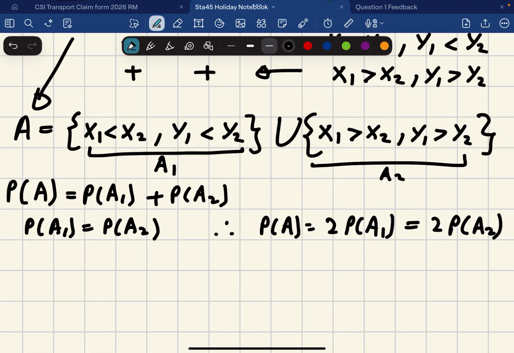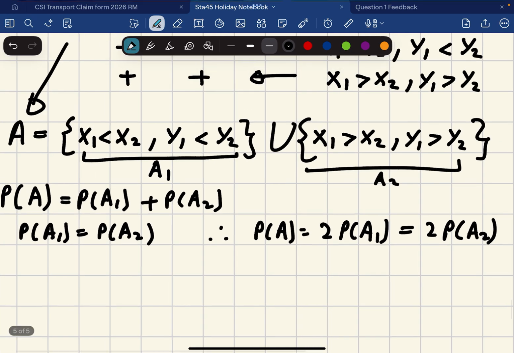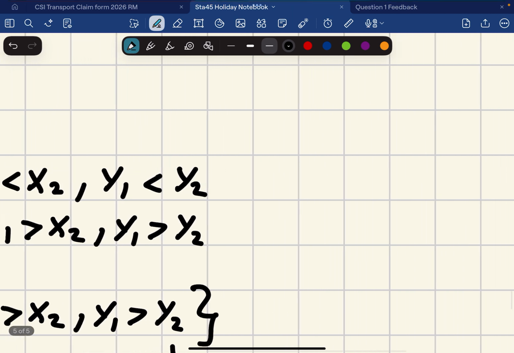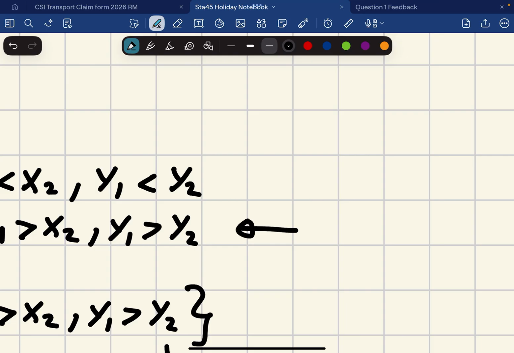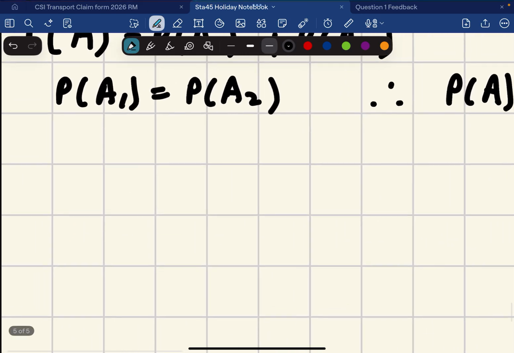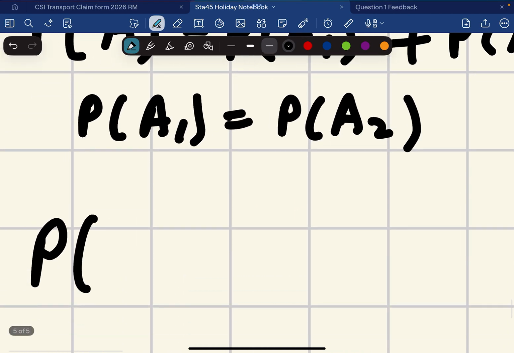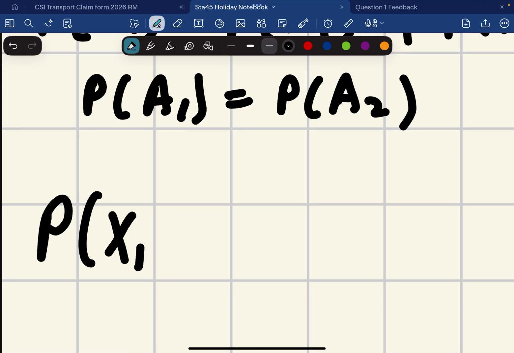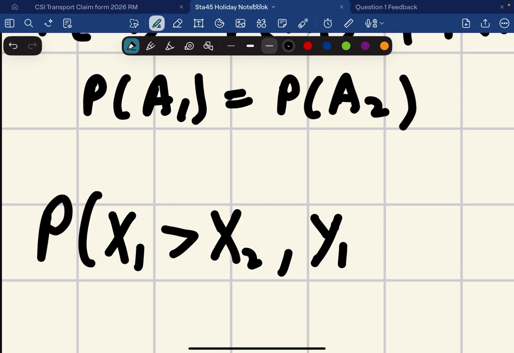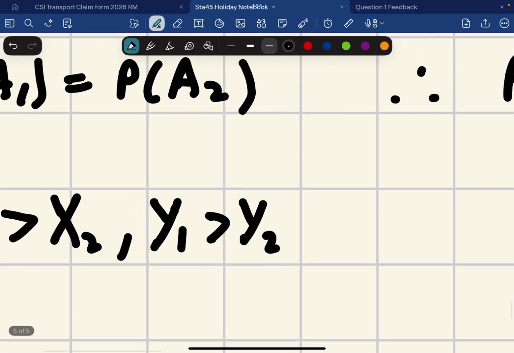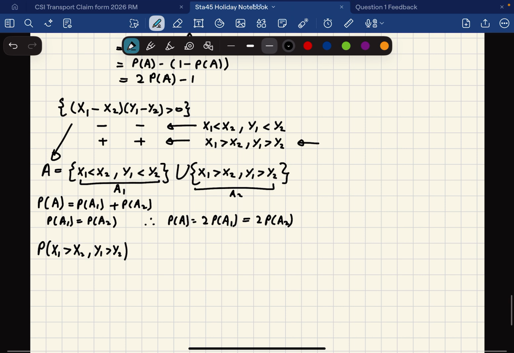To go on this journey, we have to start by picking one of these two. You don't have to know which one you're going to start with, but for the convenience of the proof, I'm going to pick this one. And I'll show you why. Right? So let's say we want to calculate the probability that x1 is greater than x2, and that y1 is greater than y2, right? Because that's what this describes here.